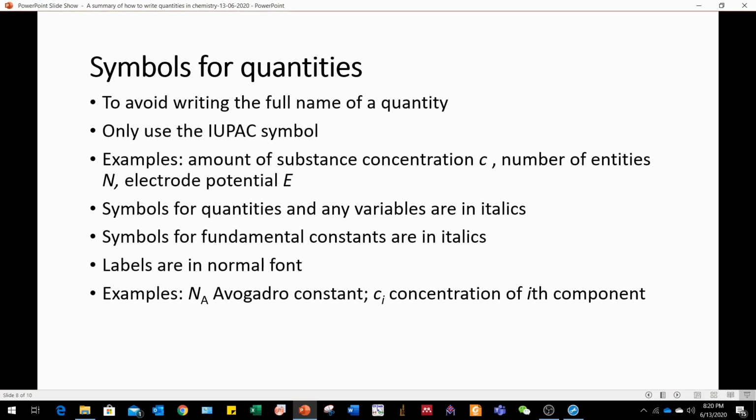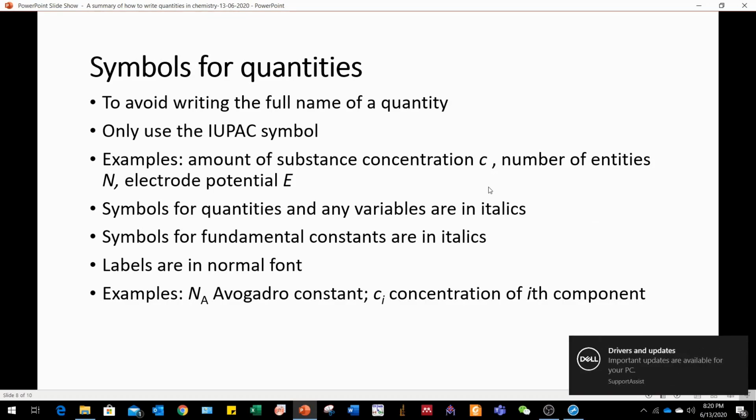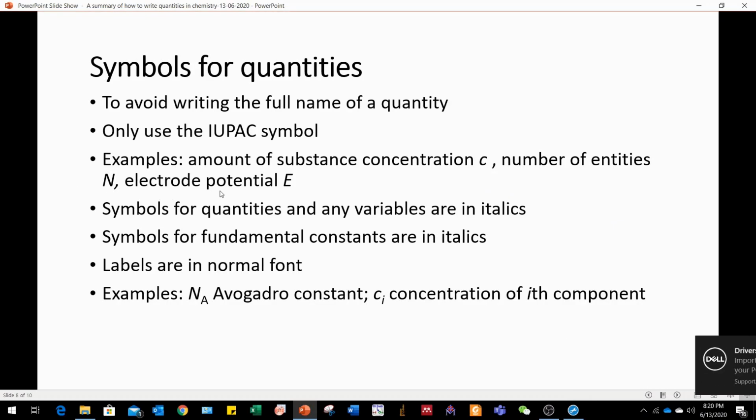In scientific writing there are symbols that are used to avoid writing the full name of a quantity. It is advisable and recommended to always use IUPAC symbols. For example, for concentration the symbol is c, for number of entities the symbol is N, and for electrode potential the symbol is capital E.